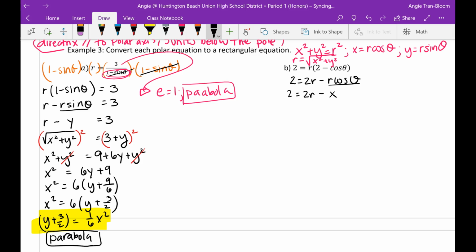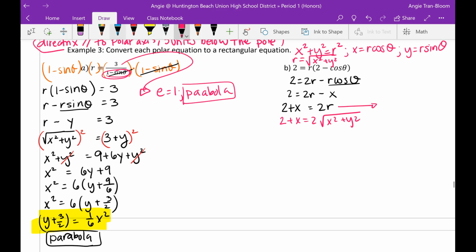X, okay? Now, I'm going to try to square both sides, but the best thing for me to do is move the x to the left. So that means it's 2 plus x equals 2r, okay? Technically, I can go right now, guys, and put in 2 times the square root of x squared plus y squared. There's nothing wrong with that at all, nothing, okay?